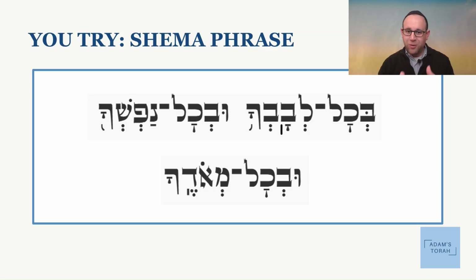Now we get to our word for this rule, "uv chol." This word is read as "uv chol." Why is it not "uvechol"? Why is it not three syllables as "uvechol"?